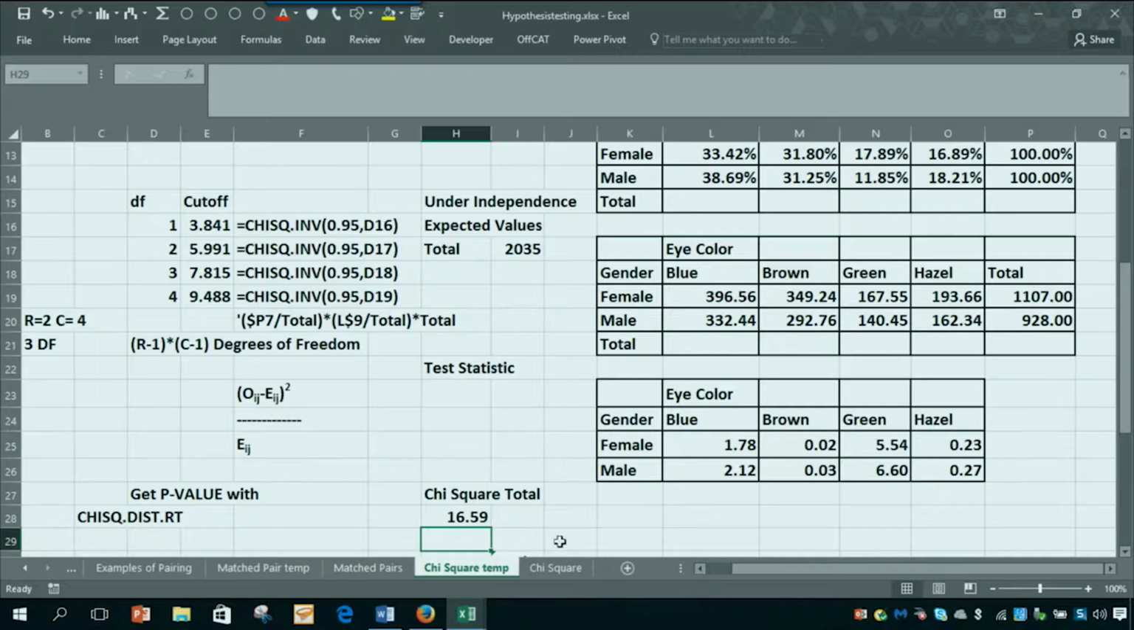So we got a chi-square statistic of 16.59, and in the next video we'll show you whether or not you should, based on that test statistic, accept or reject the hypothesis that eye color and gender are independent.